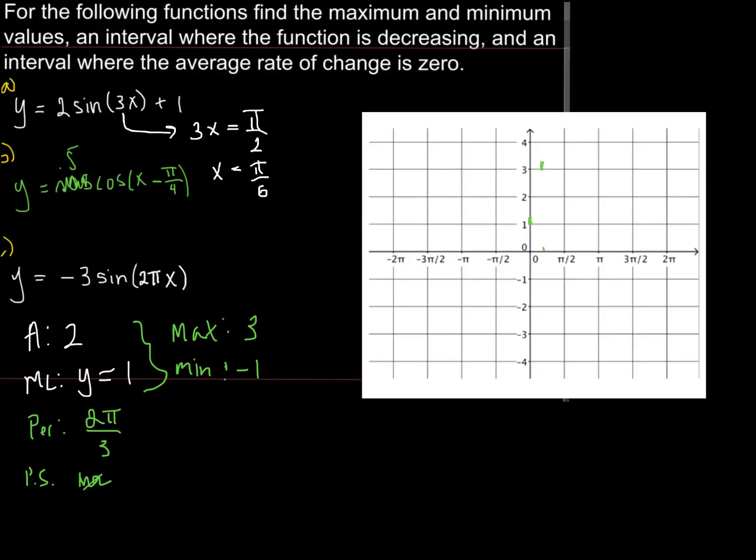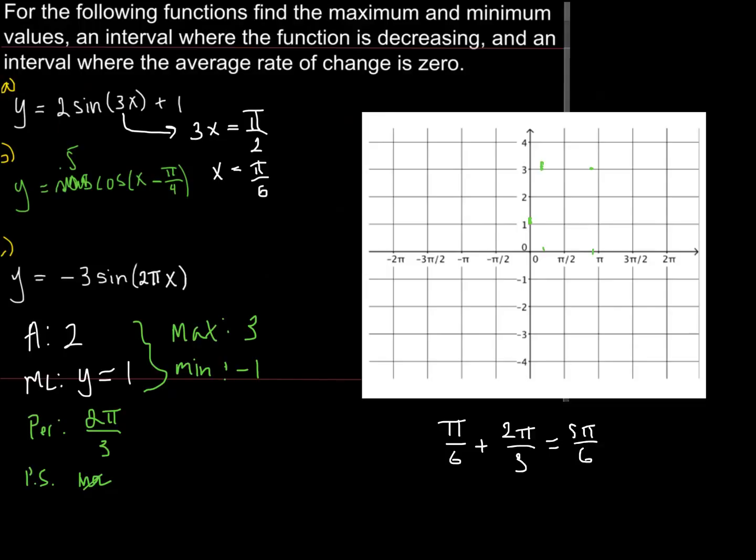Now, I know the next maximum is going to occur 2 pi over 3 units to the right of that. So I could then take pi over 6 and add 2 pi over 3. I'll let you work that out on your own, but you're going to get 5 pi over 6. So I'm going to have another maximum there.